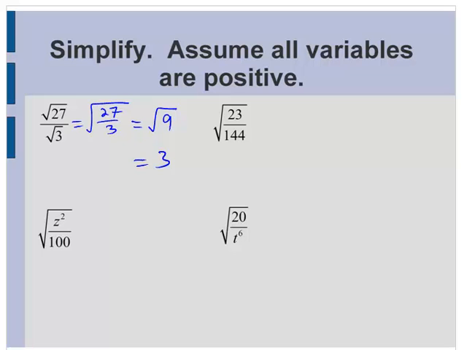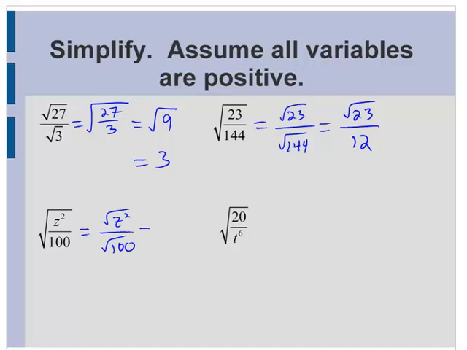The square root of 23 over the square root of 144. Well, this one I can break up as the square root of 23 over the square root of 144. Now, I can't do anything with the square root of 23, but the square root of 144 I can write as 12. So I have the square root of 23 over 12. The square root of z squared over 100. Well, square root of z squared over the square root of 100. The square root of z squared is z, and the square root of 100 is 10, so z over 10.